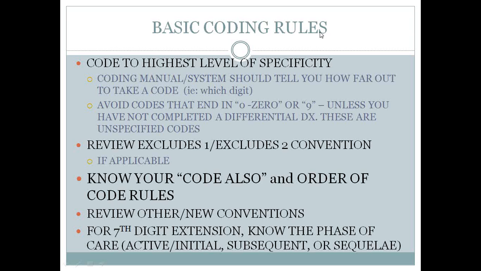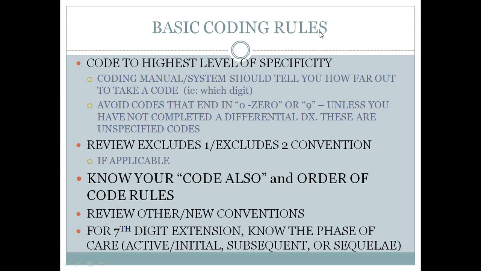The main thing to know about coding to the highest level of specificity is that if you have a coding manual or you're using some type of mapping system, whether it is an online mapping system or one in your practice management software, that system should tell you how far out you need to take a code, meaning to which digit. Do you code it to the 3rd, 4th, 5th, 6th, or 7th digit? And for those of you who may not have been on the call last week, ICD-10 codes now code out to up to 7 digits.